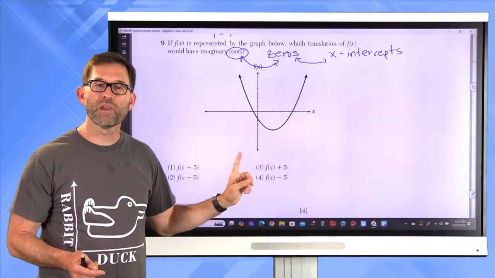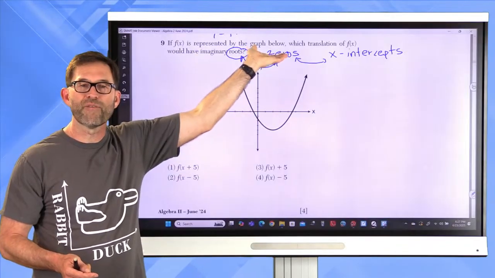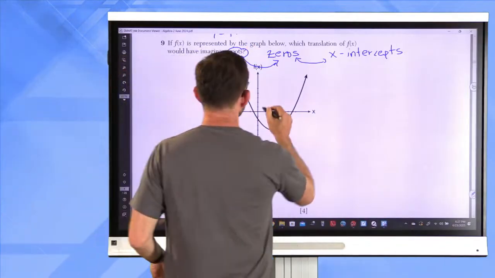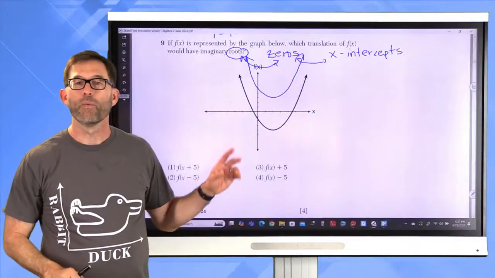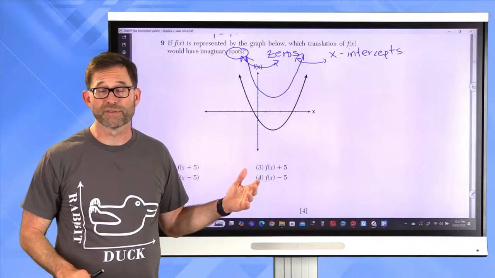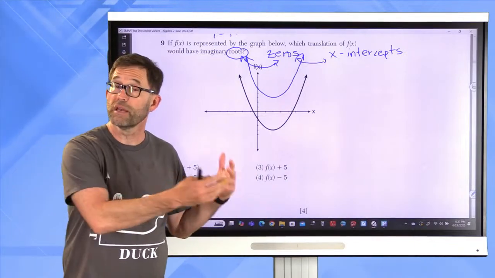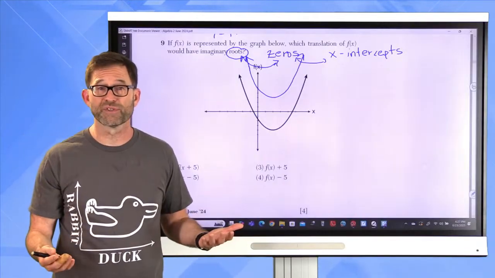F of x plus 5, well, that would shift everything up 5 units, and it would result in something that would look like this. Now again, we have to assume in this situation that what we see on this scale is just a scale that goes by ones. I wish they would have put some indication of their scale on here. They didn't, but we have to assume that.